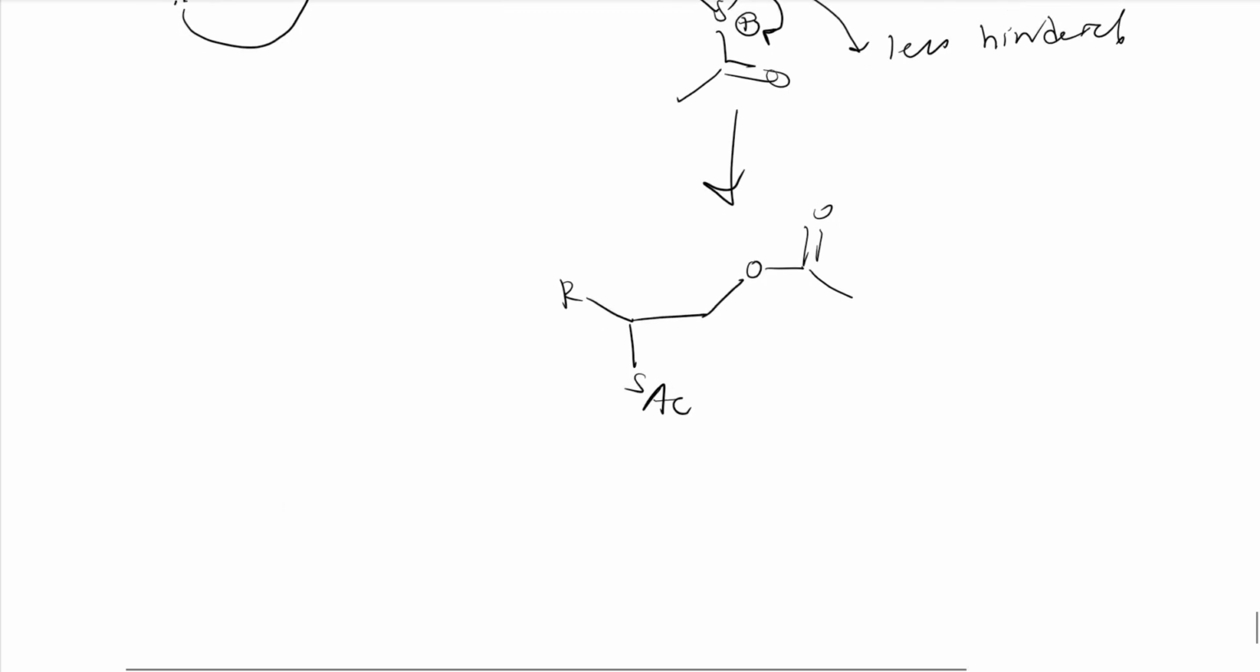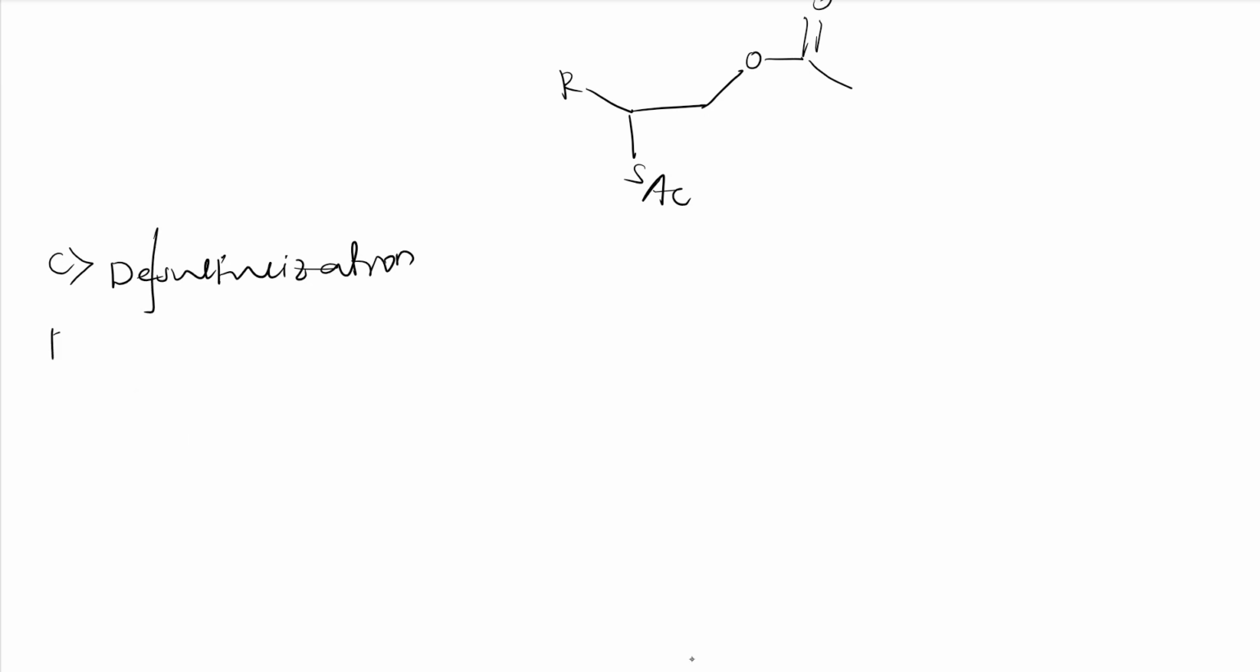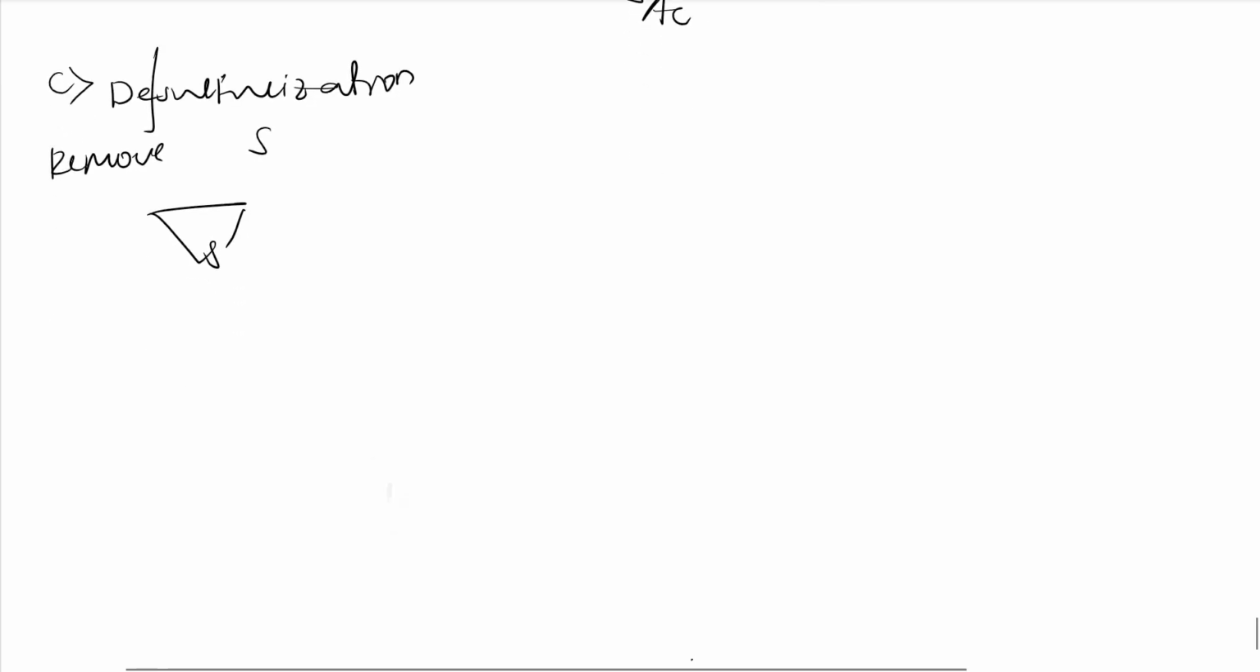So next, let us see desulfurization reaction. So the third reaction of these thiranes, that is desulfurization. Desulfurization, right? So what happens is that desulfurization means we remove the sulfur group from this thiirane, right? How we remove that thing we shall see now.